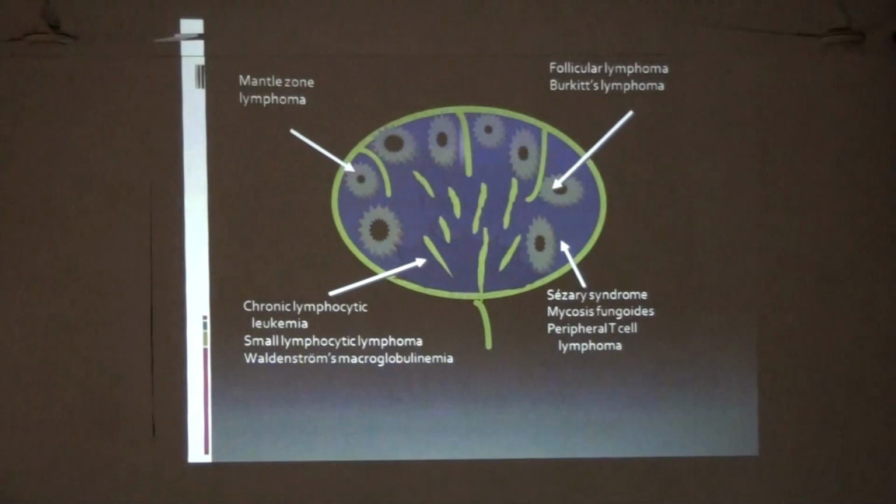This is a schematic diagram showing where the B and T cell lymphomas arise. I said that the cortex is the B cell zone. So any B cell lymphocytic lymphoma or leukemia arises from the cortex. Follicular lymphoma, Burkitt's lymphoma, all these are B cell type. They arise from the follicle because they are high grade blastic lymphomas. So they are arising from the proliferative center.